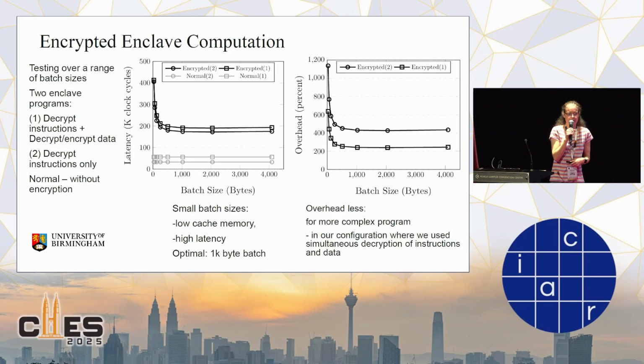For the overheads, that's in comparison to the computation without encryption, we found that the overhead is actually less for a more complex design, and the reason for this is because in our design we chose a configuration where we have two separate decryption functions to simultaneously decrypt both our instructions and data.